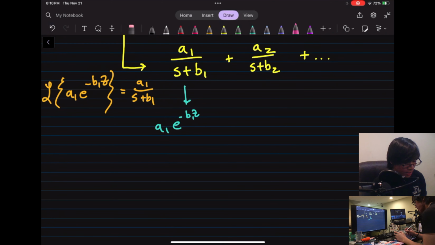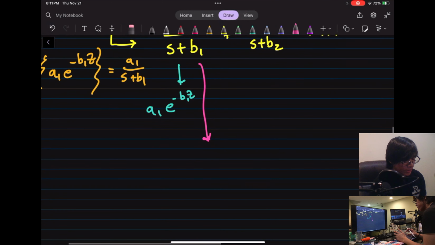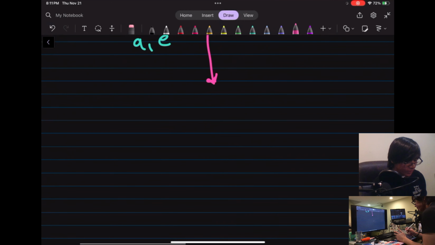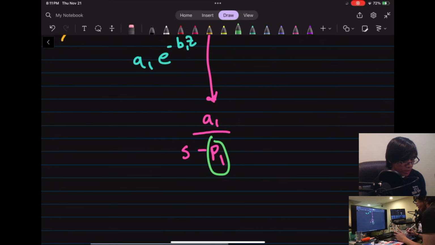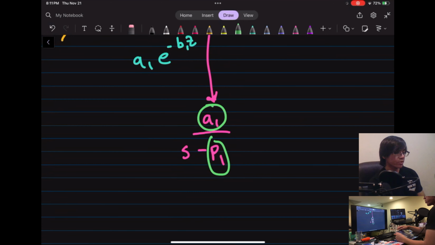And you can also notice the more traditional form of writing this. I know in class we've been using s plus b1, since that's what Carlos has been telling us, but usually it's written as s minus p1. So p1 is known as the pole, and the coefficients up top are known as residues. So I can show that really quick.